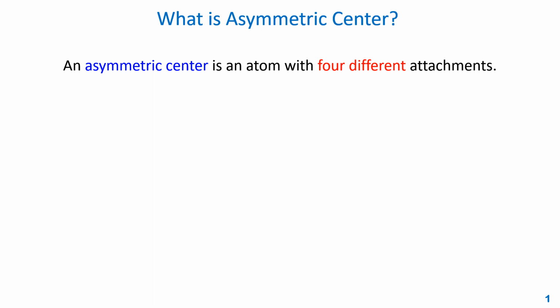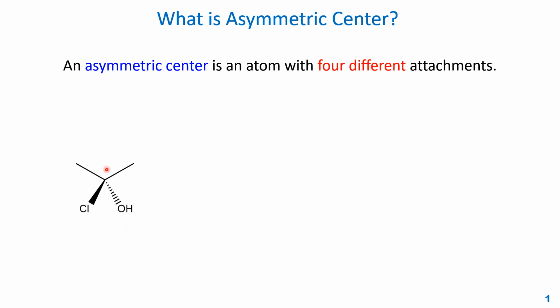Today I will talk about the absolute configuration. And that is the configuration of the asymmetric center of the organic compound. So what is an asymmetric center? Usually that's an atom. Most of the time it's carbon with 4 different attachments. The attachment could be an atom, could be a group.